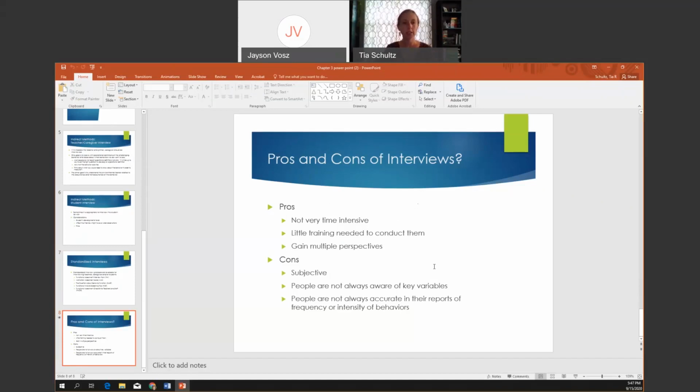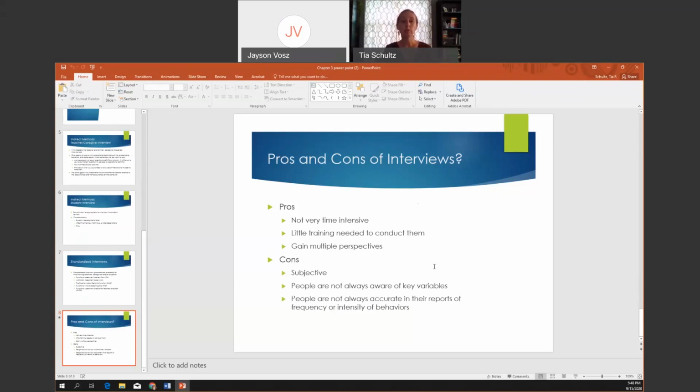If you have a general understanding of the functional behavior assessment process and access to some of the tools, you can conduct these interviews yourself. And doing so allows us to gain multiple perspectives. So that's very helpful. But we have to remember some of the pitfalls of the interview, mainly that they are subjective. And so the information that you're gathering is going to be someone's perspective on the behavior.